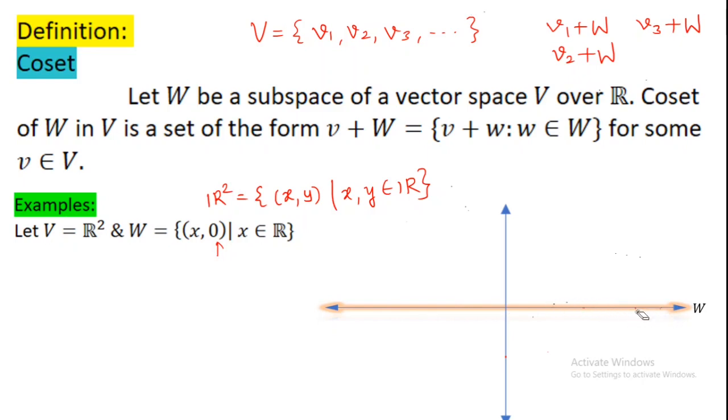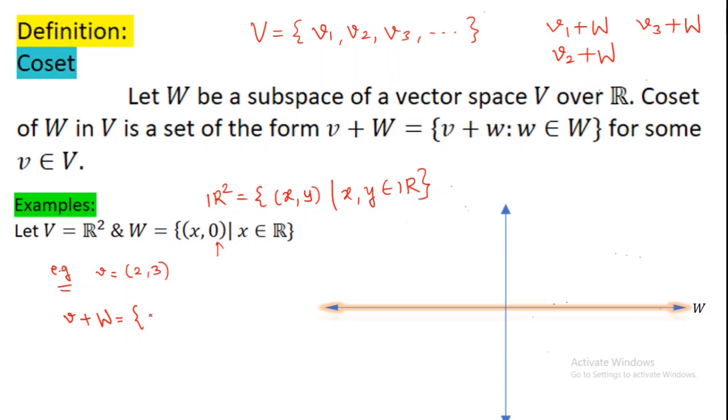So now we are going to find cosets for this subspace. What I will do is fix one point from R2, say (2, 3). As I have told you, in order to find a coset, we need a representative. So I am taking it to be (2, 3). So now I can find V plus W. According to the definition, what will our V plus W be? Our V is (2, 3).